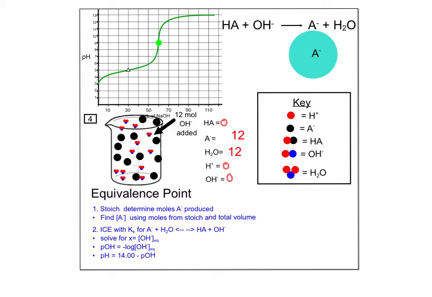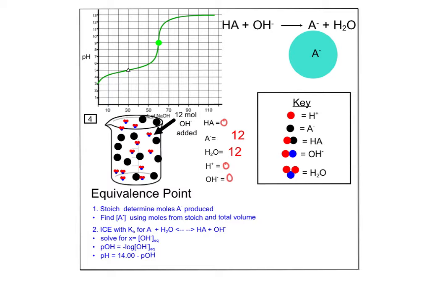So how do I figure out the pH at the equivalence point? Well, we need to do stoich to determine how many moles of A minus were produced and find the concentration of A minus produced using moles from the after line of your BCA table and dividing by the total volume. So essentially we're figuring out how much of this was produced. In this case, I started with 12 and 12, so I must have made 12 moles of this. Divide it by then the total volume, what we started with and what was added.